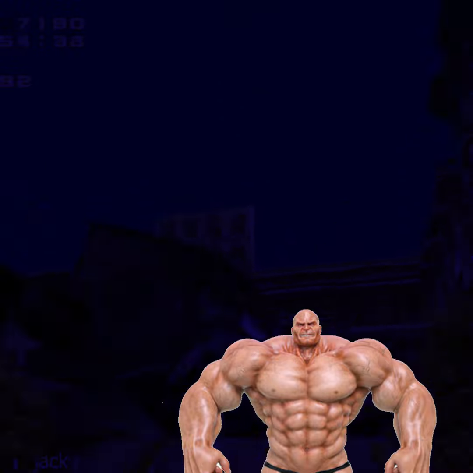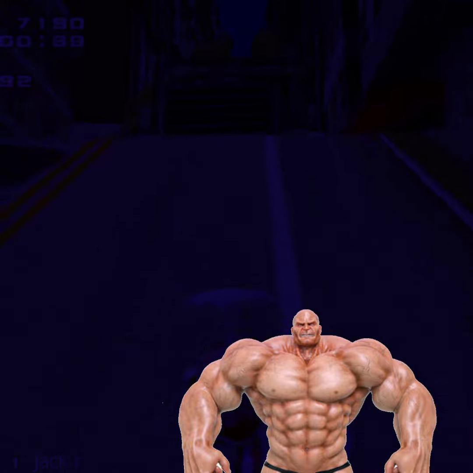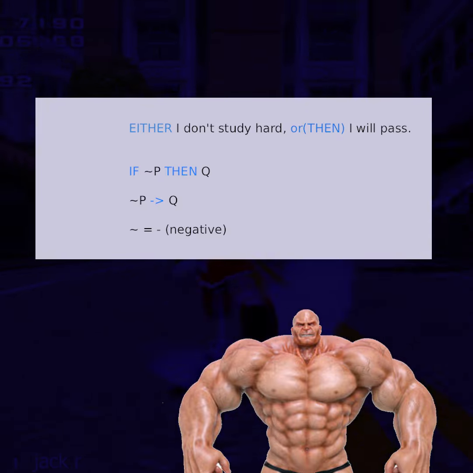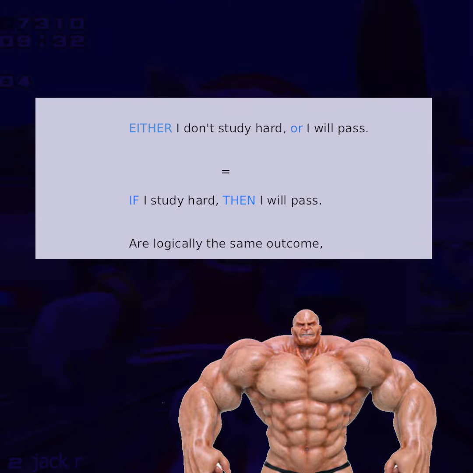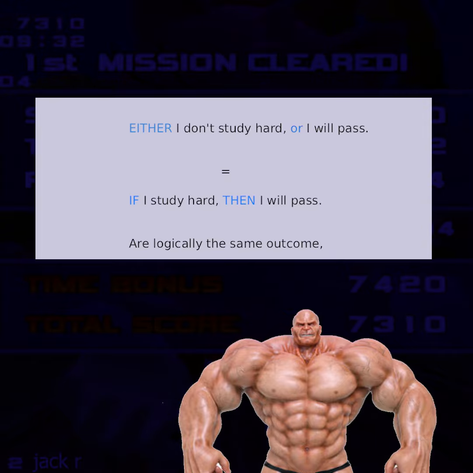Now let's picture the opposite of this phrase. Again, I love the phrasing of this. The inverse of P would be portrayed in a sentence like, either I don't study hard or I pass. Negative P, positive Q. Here we can see that if positive P, then positive Q is logically equivalent to if negative P, then positive Q.